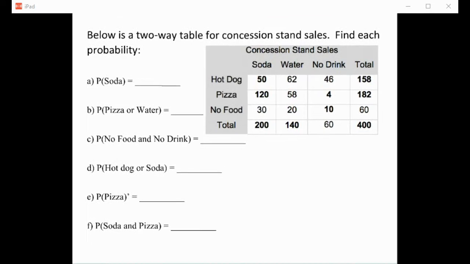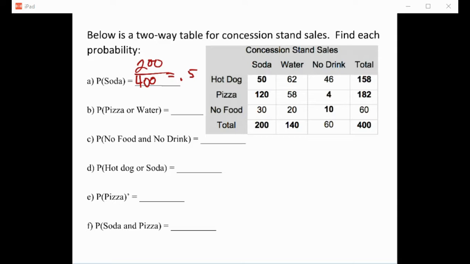So here is a two-way table. This is talking about concession stands, what kind of drinks people got and what kind of food people got. So for soda, the nice thing about two-way tables is they have the whole thing already totaled up for you. So the total people who got soda was 200. The total people in all is 400. So it's just 0.5.